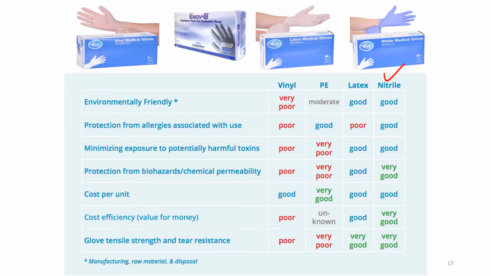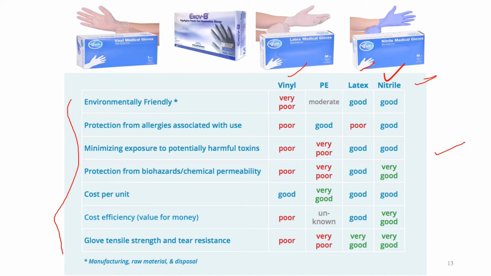In this slide, you can see the three commonly used types of gloves in the labs: nitrile, latex, and of course vinyl. These three gloves are commonly seen in the labs, and the table shows their different properties. According to these properties, some provide good protection, some are very poor, and some are good. So according to this table you can select which one to use.